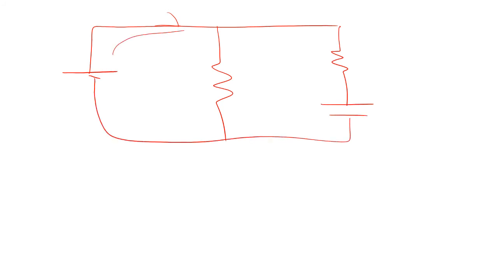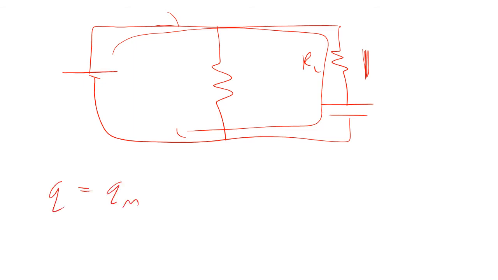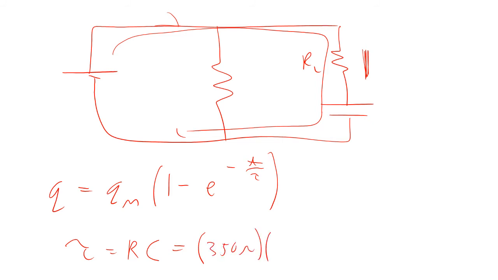Well, the current charging the capacitor is doing this. So that means that it's only going through that resistor. It's only going through R2. So if we're charging, Q equals Q max times 1 minus e to the minus t over tau. Now what is tau? Tau equals RC. It's only going through that one resistor, so 350 ohms times 150 microfarads. Micro is 10 to the minus 6.